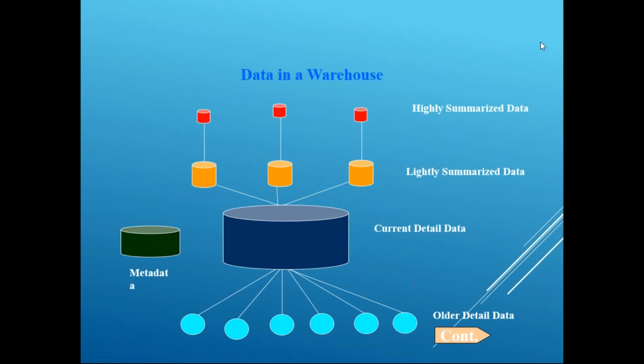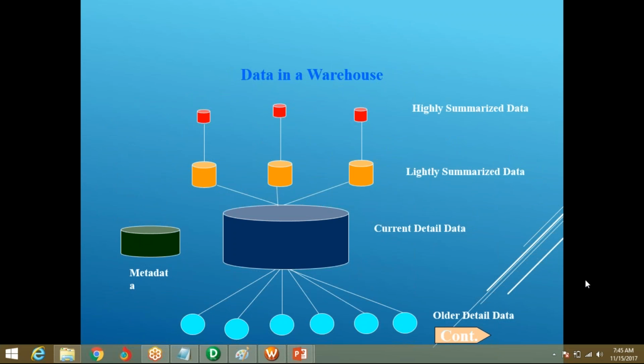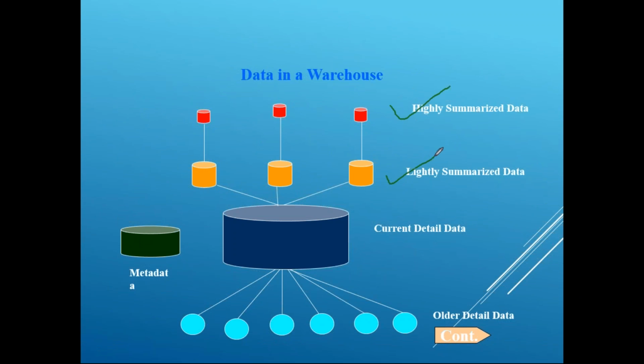And you can see the data is loaded into the data warehouse at different levels. It could be highly summarized data, lightly summarized data, and current value data. So this is how the data is present here.